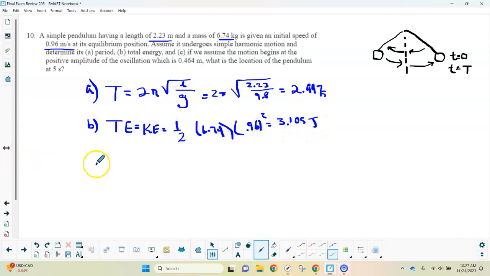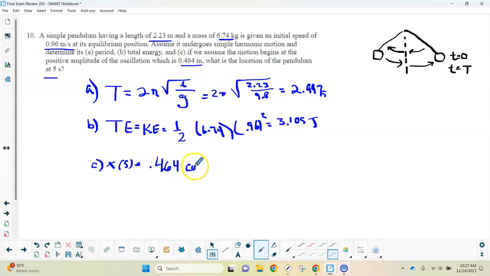It's just conservation of energy. Finally, it asks you, if we assume the motion begins at a positive amplitude, which is 0.464 meters, what's the location of the pendulum at 5 seconds? So again, this is our position as a function of time. We're going to evaluate it at 5 seconds. It's the same equation. So A is the amplitude, which is the 0.464.